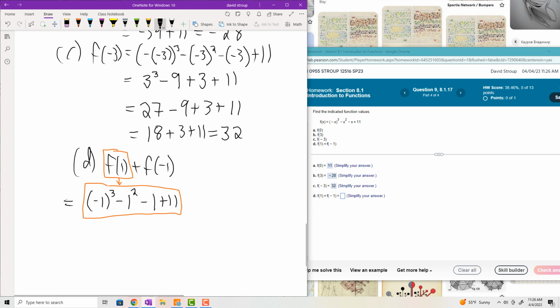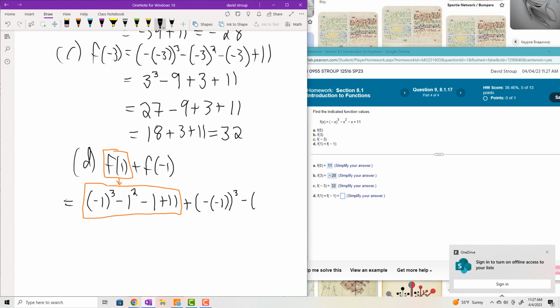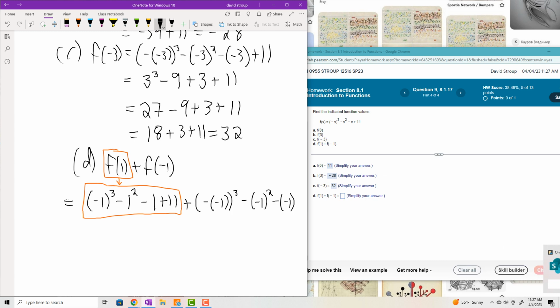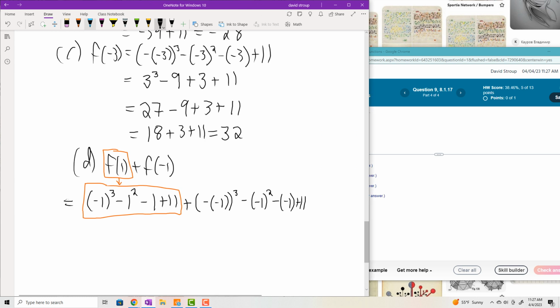And then plus, now wherever I see x, I'm going to put a negative 1. So in particular, I'm going to use parentheses. Normally it'd be x, but I'm going to put parentheses negative 1 in for x. Not much room there, smushing it in, I apologize. And so what I just wrote there is f of negative 1, right? So this thing right here is basically this thing right here.